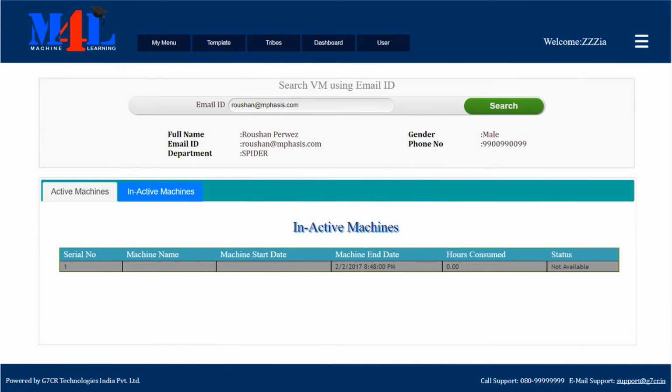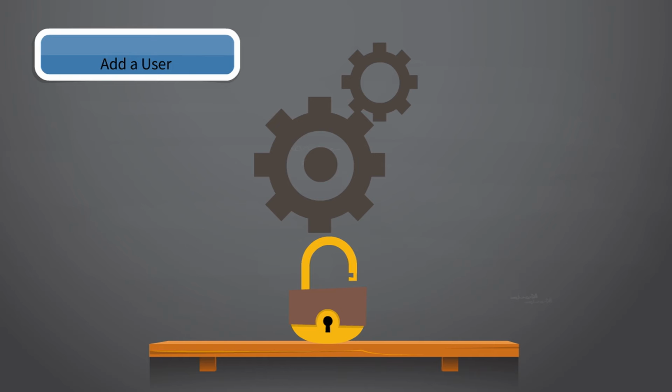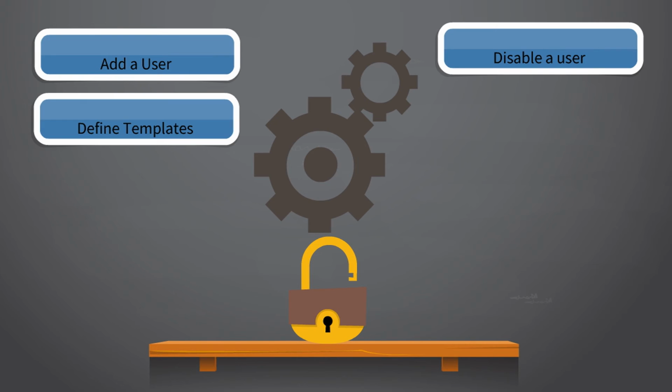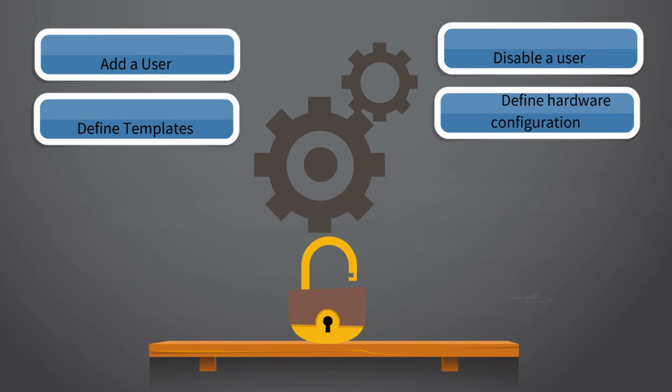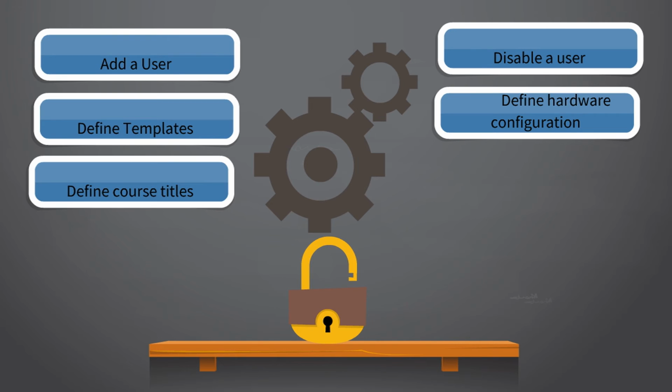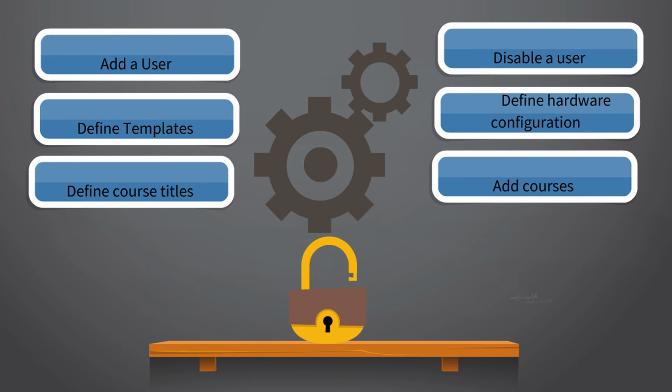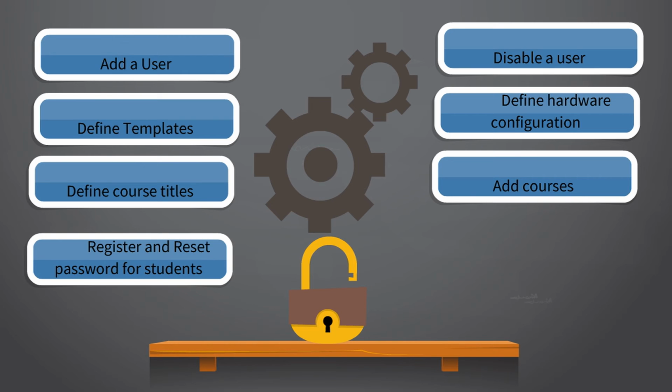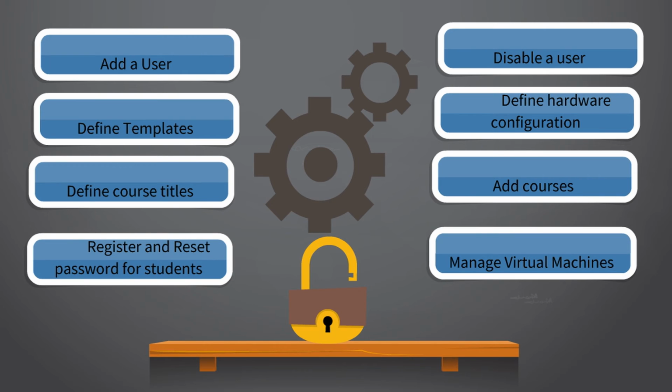Following are the major functions an admin can perform on M4L. Add a user. Disable a user. Define templates. Define hardware configuration. Define course titles. Add courses. Register and reset password for students.